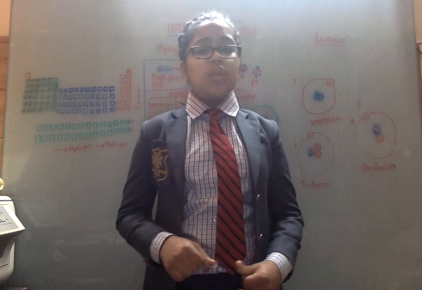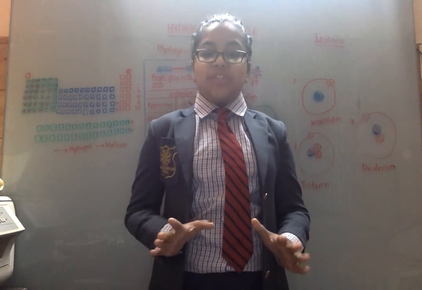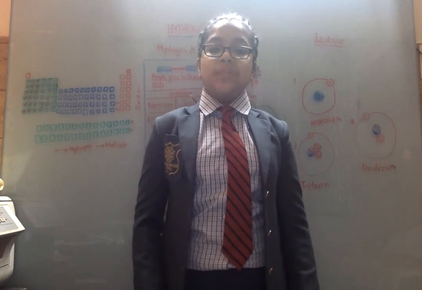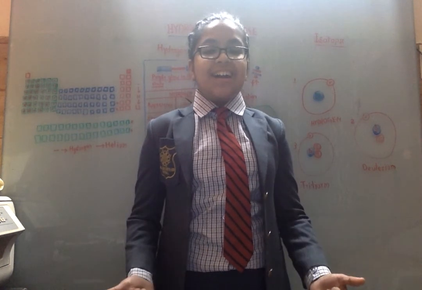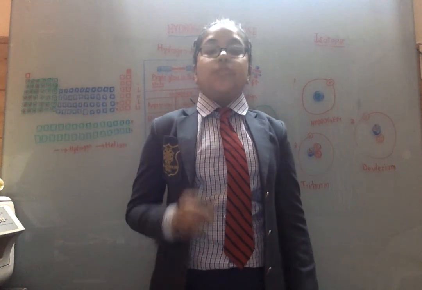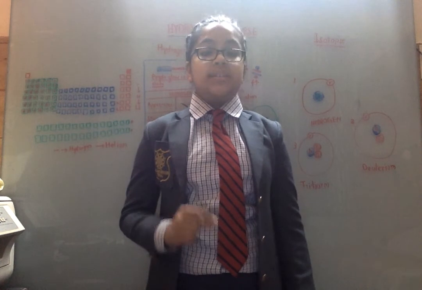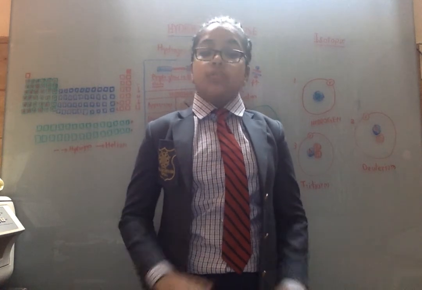So we have now covered, I think, all the basic knowledge we need about hydrogen. So let's go on to the fun fact time. It is fun fact time. Hydrogen makes up about 75% of the universe's mass. It is the most abundant of all chemical elements.